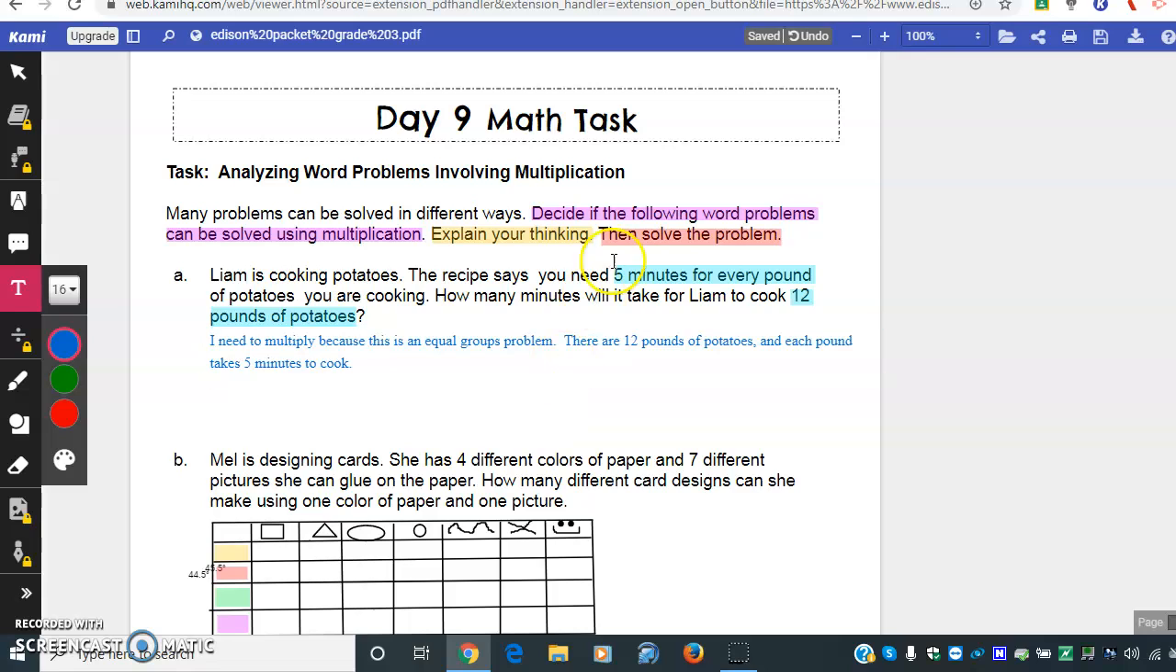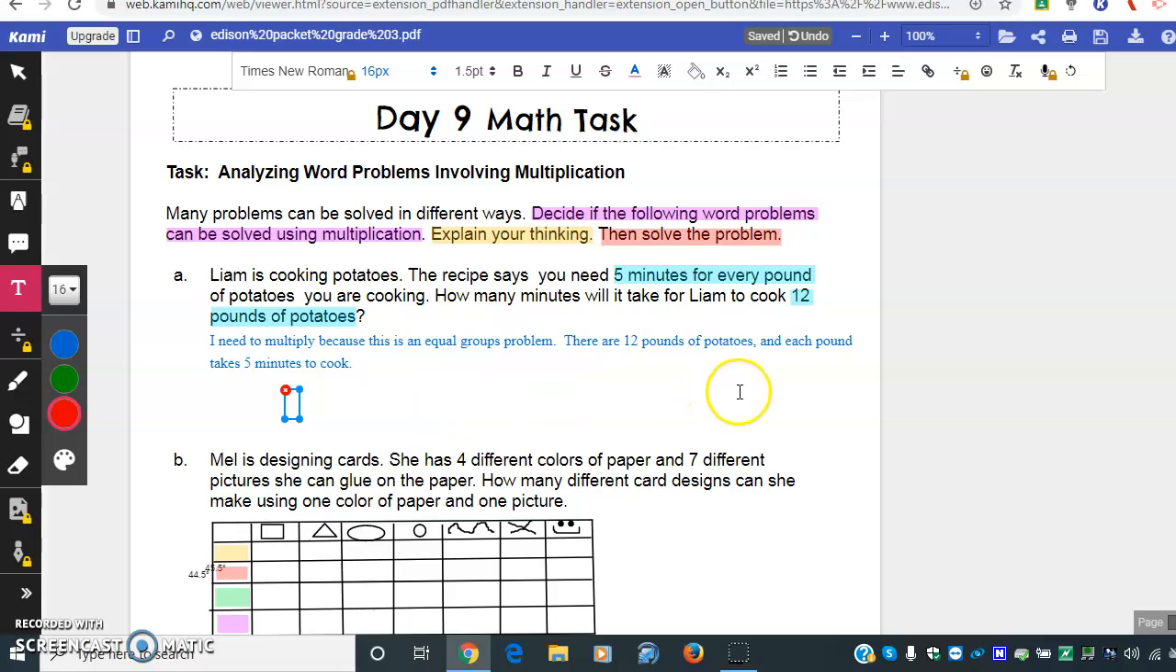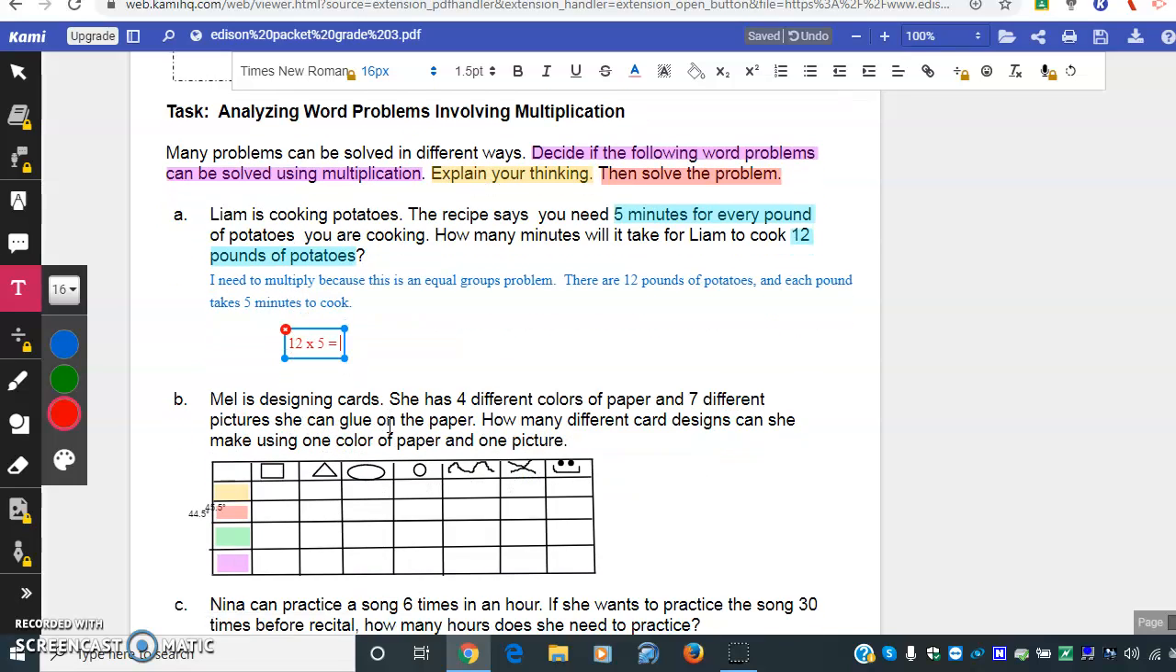Now I need to do step 3, which is actually solving the problem. So I'm going to go ahead and set that up down here. We know that there are 12 pounds of potatoes, and each pound takes 5 minutes to cook. So now all we need to do is figure out what 12 times 5 is. And you either know this answer already, or you're going to go ahead and choose between adding 12 fives or 5 12s. Figure out how much 12 fives is, counting by 5s or counting by 12s. You choose. Now let's move on to question B.